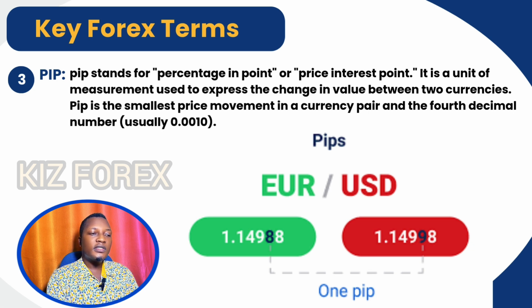As you can see on this graphical representation, the fourth decimal on the Euro side is the 8, and on the USD side, it is the 9. So this is actually what we call the pip. The difference between this and this, you can see, if you subtract 8 from 9, you have 1. So that is what we call 1 pip. That is how the pip is actually calculated. The difference between the price of the two currency quotes is what we call the pip.